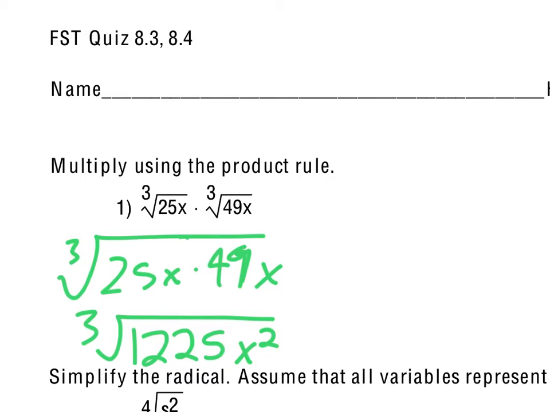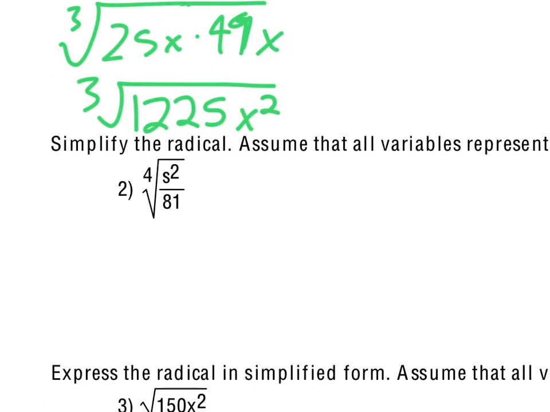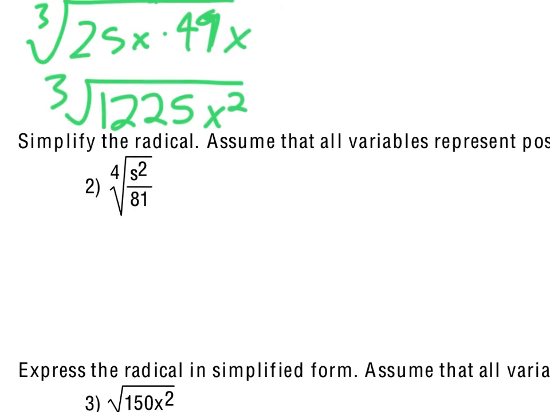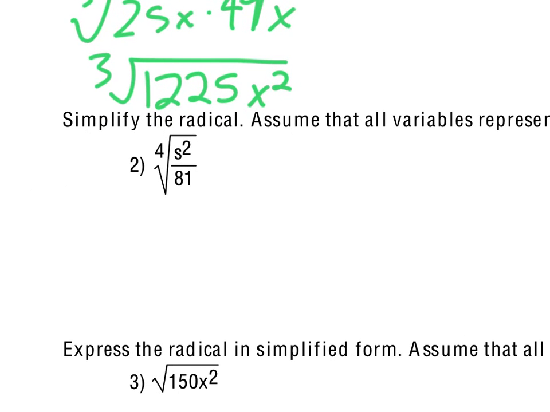Now of course we'd want to reduce this if at all possible. However, knowing where the factors for 1,225 come from, I can determine that there are no factors repeated 3 or more times. Also, the x squared is a lower degree than 3, so nothing can be reduced there. Simplifying a radical like this one, we are going to assume all our variables represent positive real numbers, so we're not going to have to worry about absolute values or anything here.